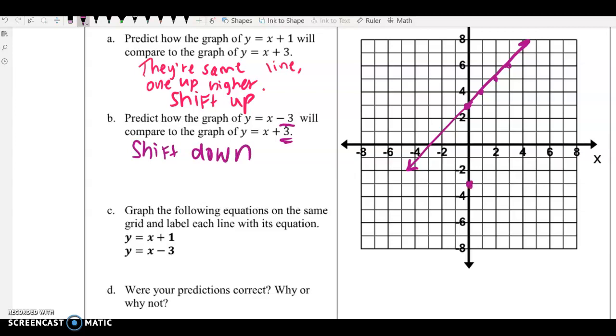So here I am at -3. My slope is still 1, so up 1 to the right 1, up 1 to the right 1, up 1 to the right 1. So these lines are the exact same, right? They're parallel. The only thing changing is my y-intercept.